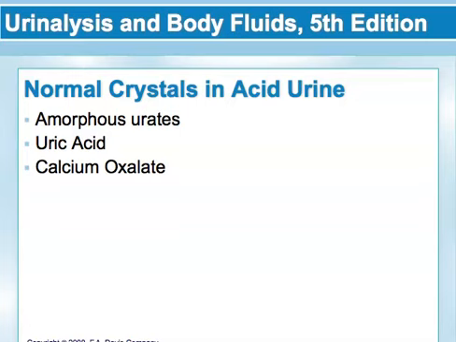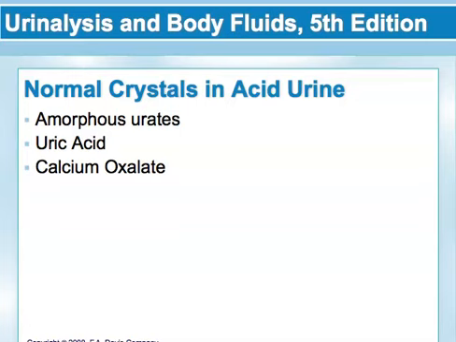Okay, so now getting into the different types of crystals. So normal crystals in acid urine. Again, these are going to be broken up between acid and alkaline, so we're talking about the crystals as they relate to the pH of the urine. Some of the normal crystals in acid urine are amorphous urates, uric acid, and calcium oxalate. Most common crystals in acid urine are the urates. So again, that includes the amorphous urates, uric acid, and sodium urates.